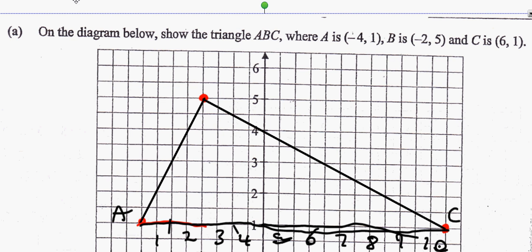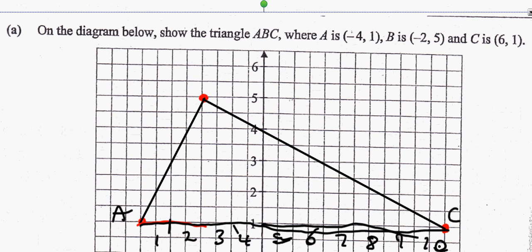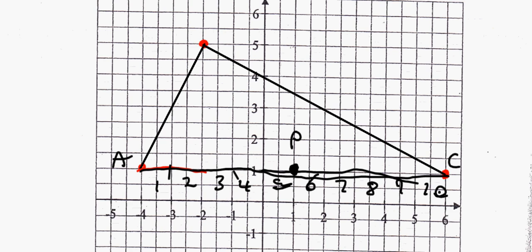Okay, so it means a gap of 10, which means 5 across will get us the midpoint. So we have 1, 2, 3, 4, 5. The midpoint will be located here. That's the midpoint P. And P is going to be the point 1, 1.